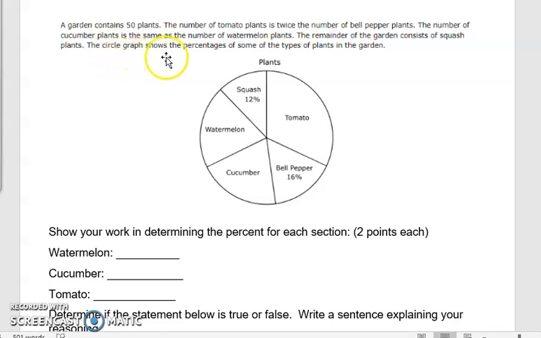The circle graph shows the percentages of some of the types of plants in the garden. Some of these are missing. Use this information. Find these. Show your work in determining the percent for each section. 2 points each. Watermelon, cucumber, and tomato.